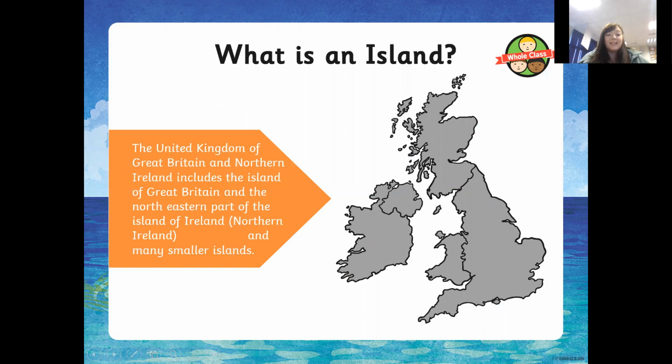So the United Kingdom of Great Britain and Northern Ireland includes the island of Great Britain and the north eastern part of the island of Ireland, and many smaller islands. So we've got one big one here, another one here, and lots of little ones coming off it. So they are all islands.